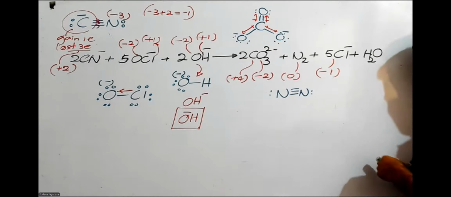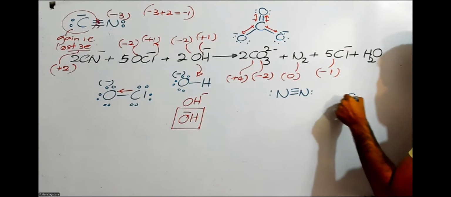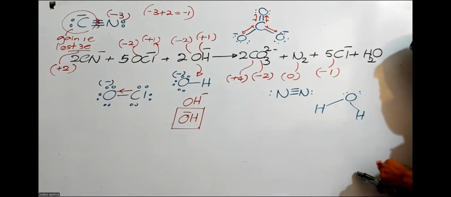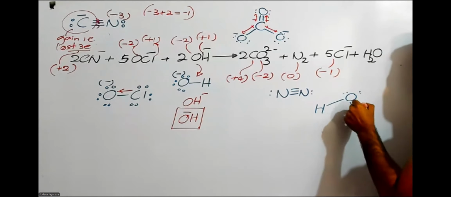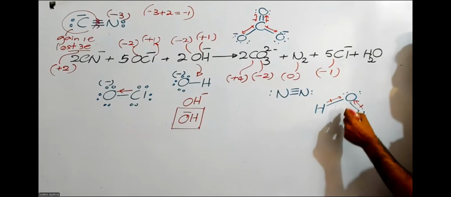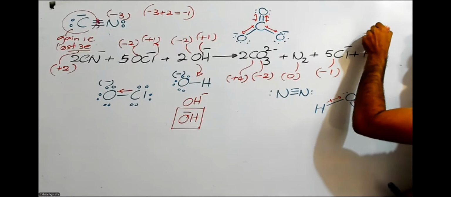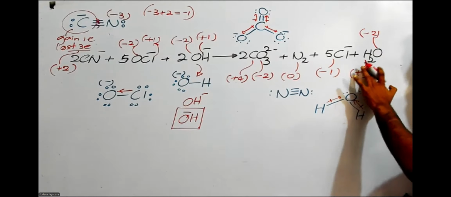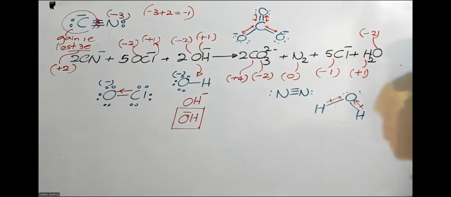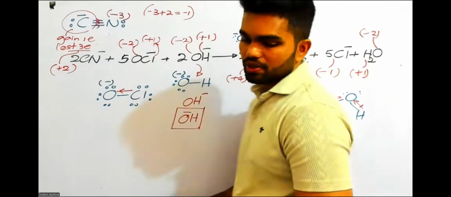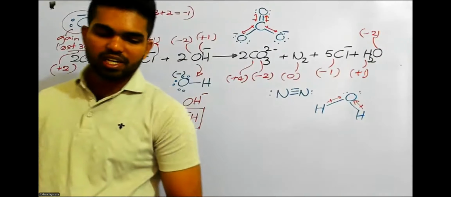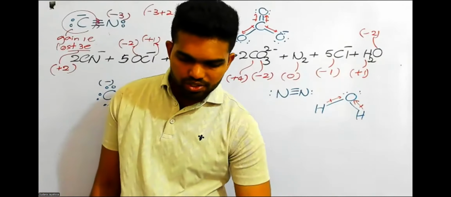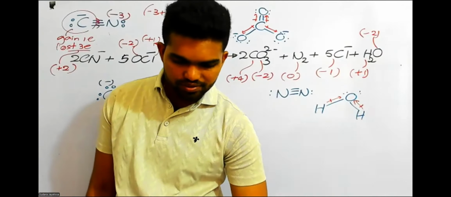Okay, and here you have water, H2O. This is the molecule. And oxygen is more electronegative. So again, oxygen is -2 oxidation number here. Hydrogen is +1 oxidation number. So now we found all the oxidation numbers. Okay, in the exam, you need to do this quickly. Okay, so now let's look at the statements.